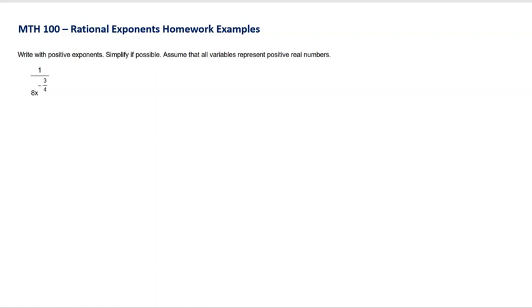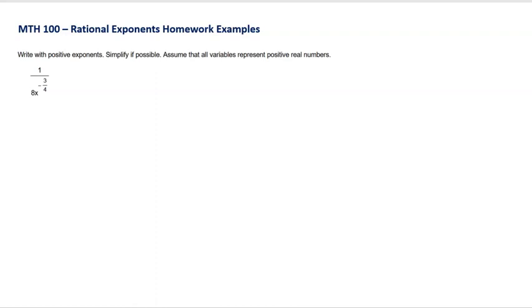Hello, Math 100. I've got a couple of questions I want to go over from the homework about rational exponents. They throw out all kinds of problems in that homework section, so I want to make sure you feel comfortable with this. One of the first ones I want to look at happened to be number 9 for me, but it could show up as any number, right, with positive exponents. Simplify if possible. Assume that all variables represent positive real numbers.